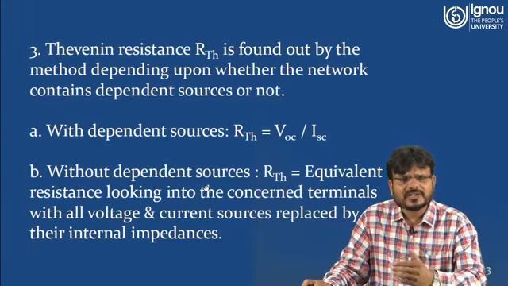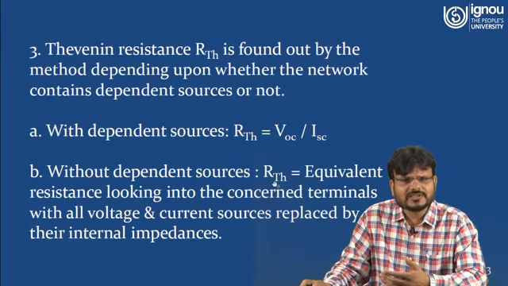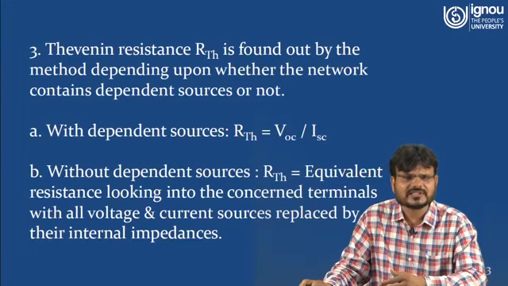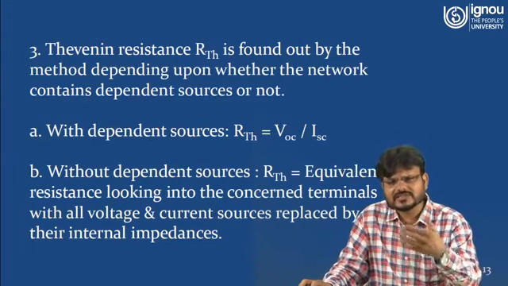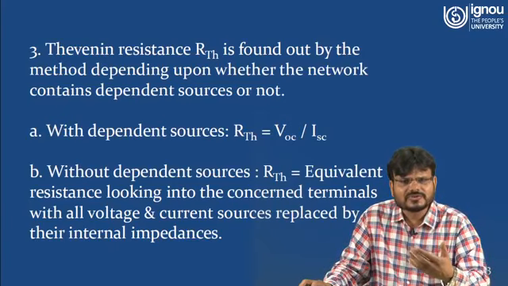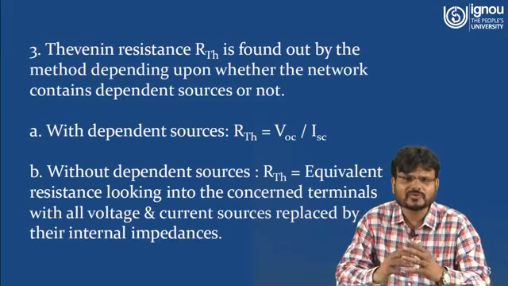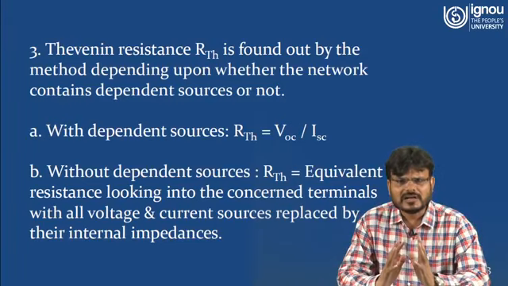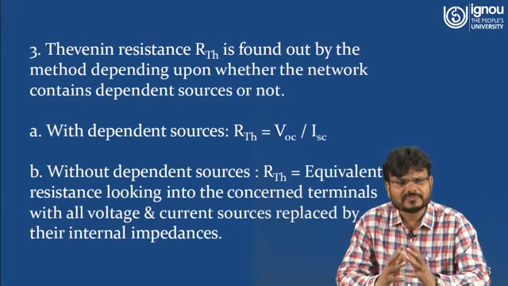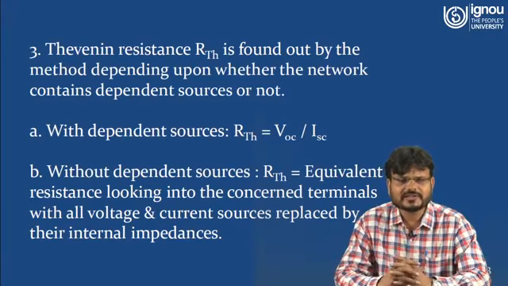Now you have to find the Thevenin resistance when there is no dependent source. So RTH can be calculated as the equivalent resistance looking into the concerned terminal with all voltage and current sources replaced by their internal impedances. If you are discussing the AC circuit, then all the energy sources are replaced by their internal impedance. If we are talking about the DC circuit, then all the ideal voltage sources or ideal current sources will be replaced by their internal resistance.